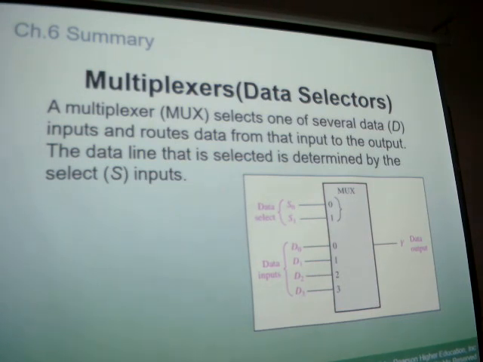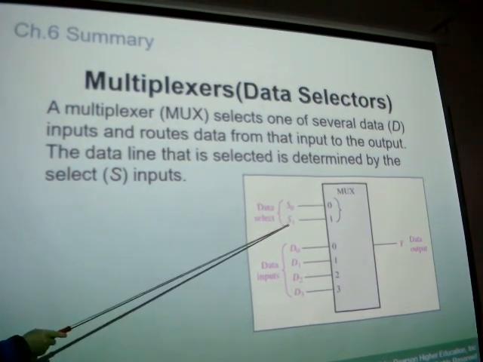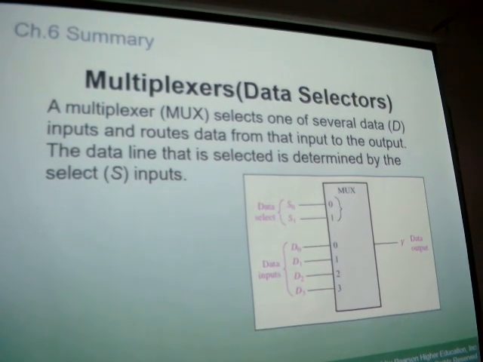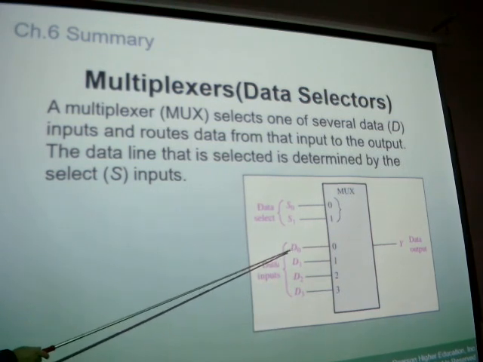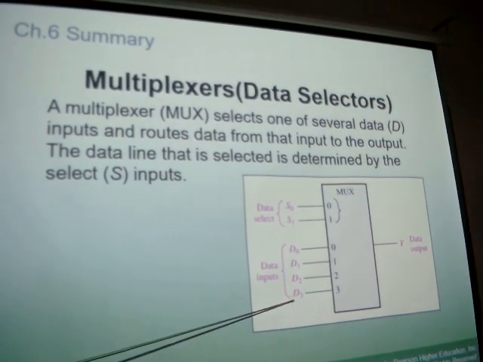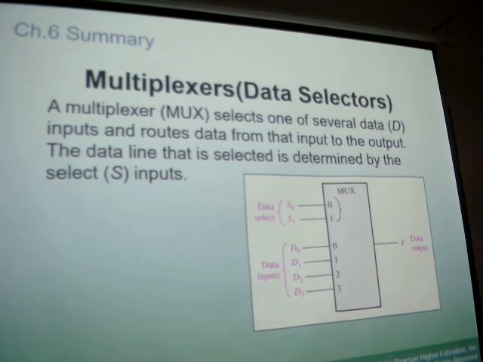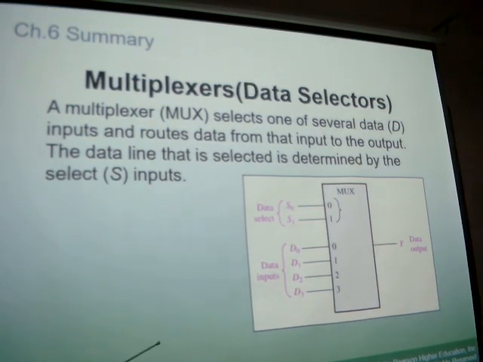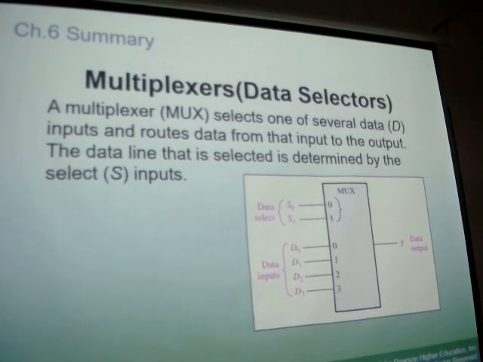So on the multiplexers, we must know which are select inputs and which are data inputs. Select inputs are represented by S0, S1, and data inputs are represented by D0, D1, D2, D3. And the output is represented by Y. This is the output.